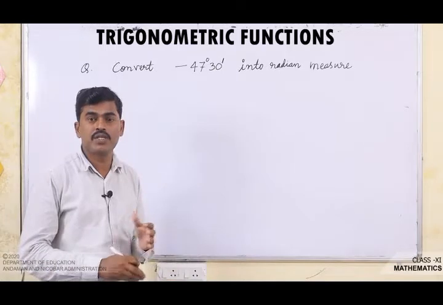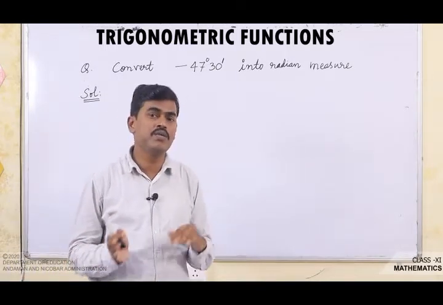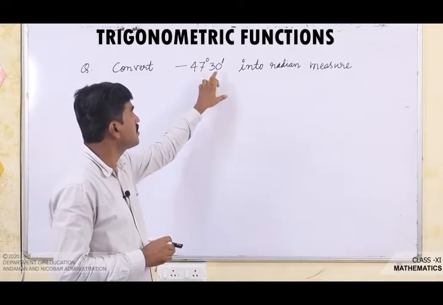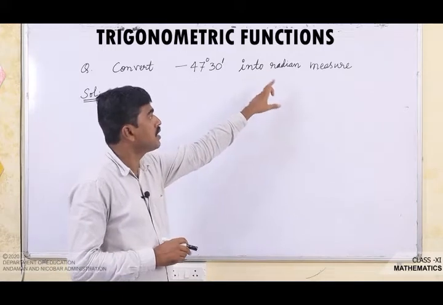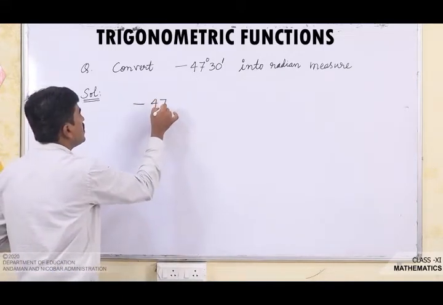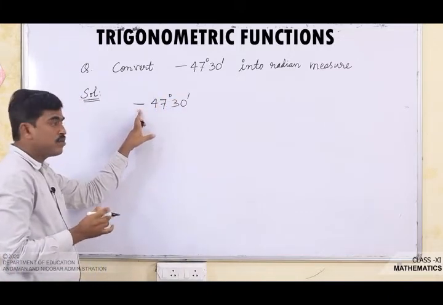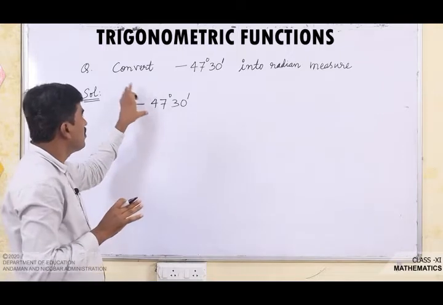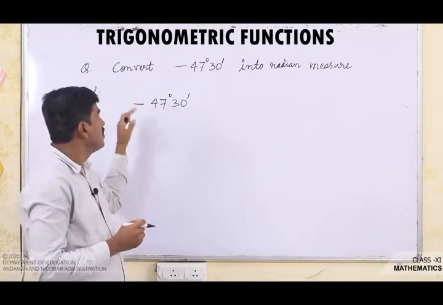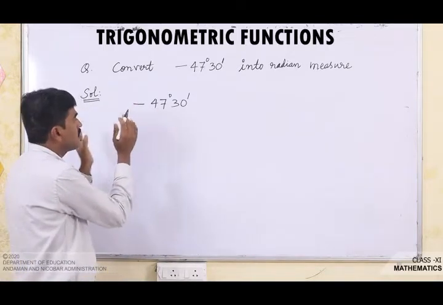Now let us see some questions related to this conversion of radian measure to degree measure and degree measure to radian measure. So the question is, convert minus 47 degree 30 minute into radian measure. So the angle is given as minus 47 degree 30 minute. Minus sign is there, so don't be afraid of the minus sign, because this angle is measured clockwise. That is why minus is there. So just keep the minus sign as it is.